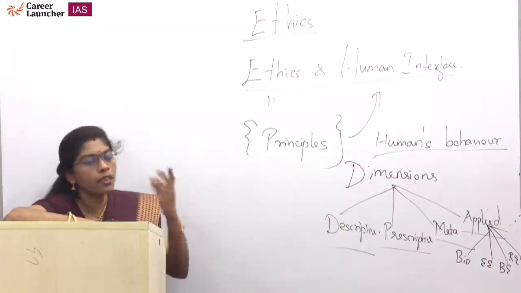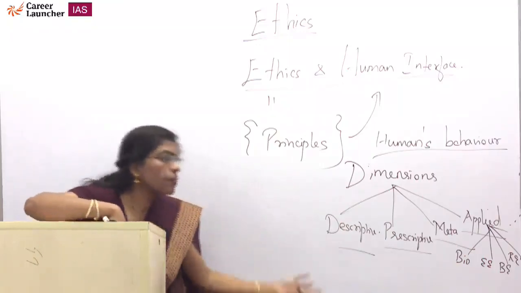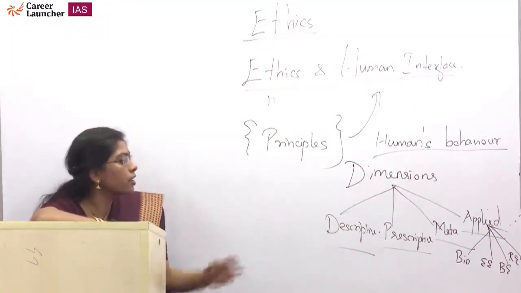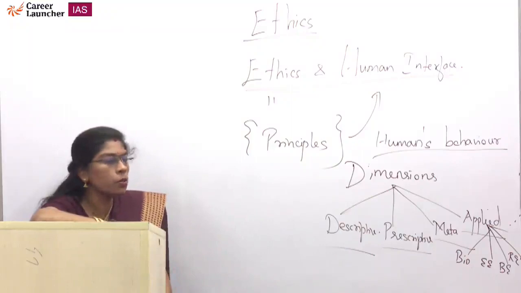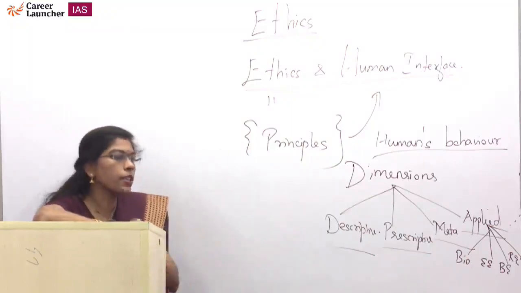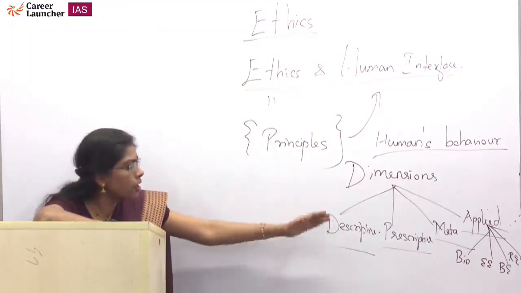Under this we will be studying 3-4 headings, because that is one which we are going to apply in our case studies. The prescriptive ethics is the one which we are going to apply in our case studies. Should I go a little bit slow? I hope they are following us. So the dimensions of ethics are divided into descriptive, prescriptive, meta and applied.